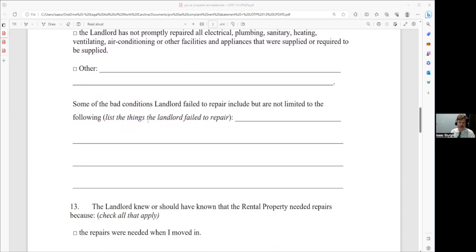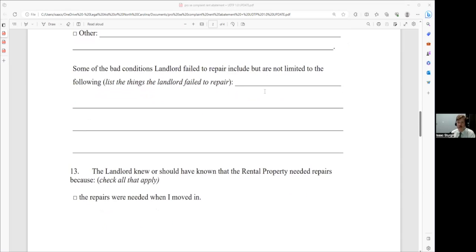I think this part is important. So you want to actually list some of the conditions that the landlord didn't repair. And the reason that's important is because what this form does, it starts the lawsuit, but the landlord has a right to know what the allegations are against them, or what exactly it is that the tenant is saying they did wrong. And so it is a good idea to list those things here.